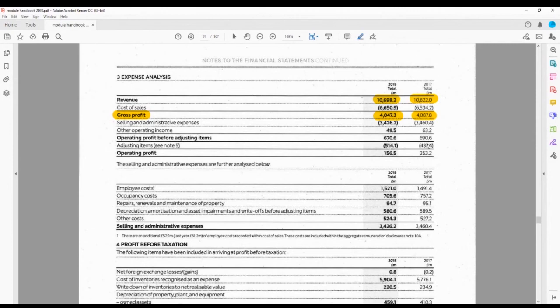Adjusting items. So the main reason was adjusting items have increased quite a lot, and then the notes. So what you need to do is read more into this, and the annual reports would explain why this was. That is what you need to do: explain the reason for this increase in operating cost.